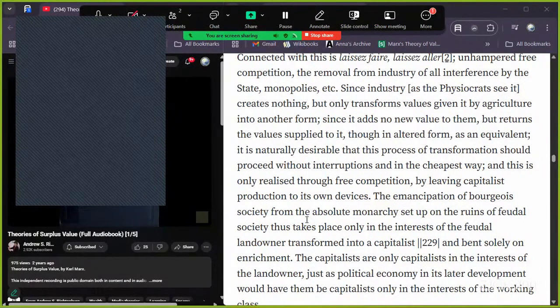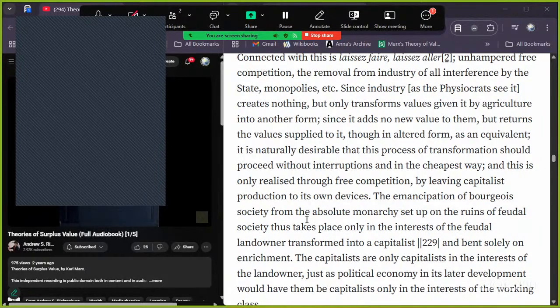the state, monopolies, etc. Since industry, as the physiocrats see it, creates nothing, but only transforms values given it by agriculture into another form, since it adds no new value to them, but returns the value supplied to it, though in altered form, as an equivalent, it is naturally desirable that this process of transformation should proceed without interruptions and in the cheapest way. And this is only realized through free competition, by leaving capitalist production to its own devices.